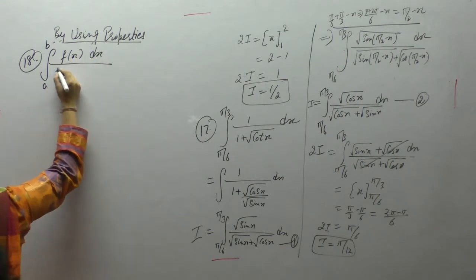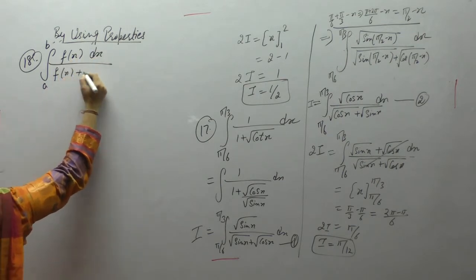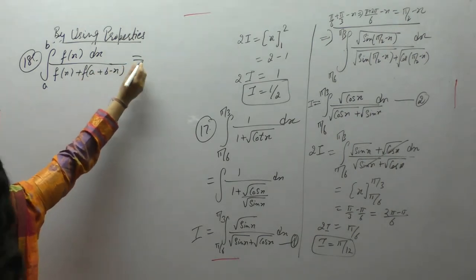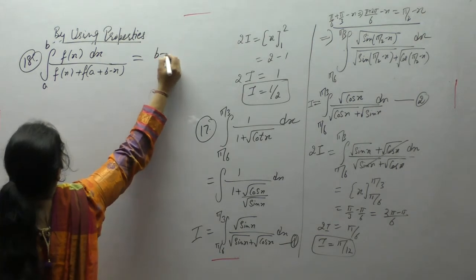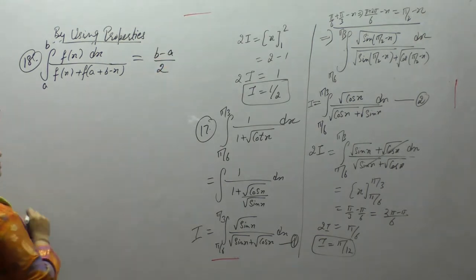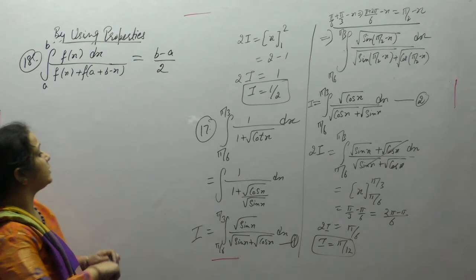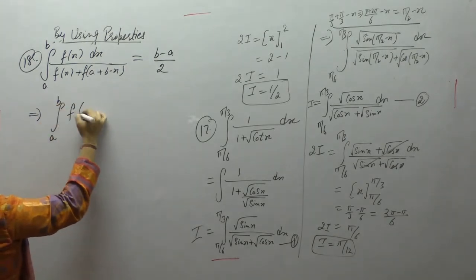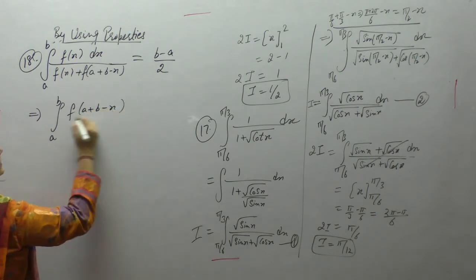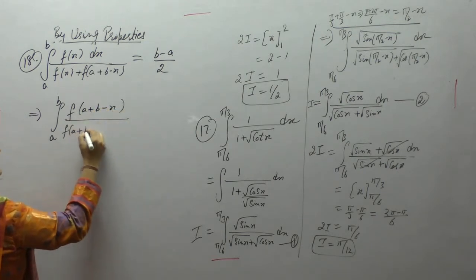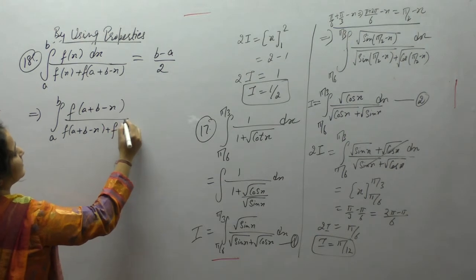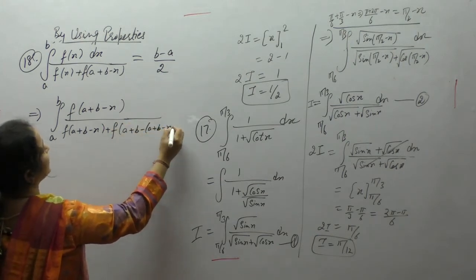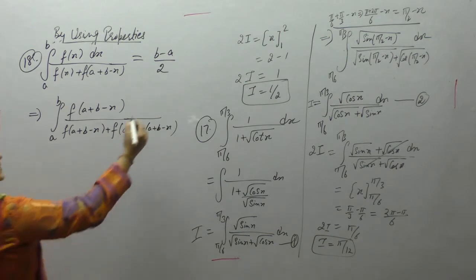Integral a to b dx upon f of x plus f of a plus b minus x is equal to b minus a upon 2. Since the function is continuous, we will apply the fourth property here. F of a plus b minus x, a plus b minus x plus f of a plus b instead of x, a plus b minus x.